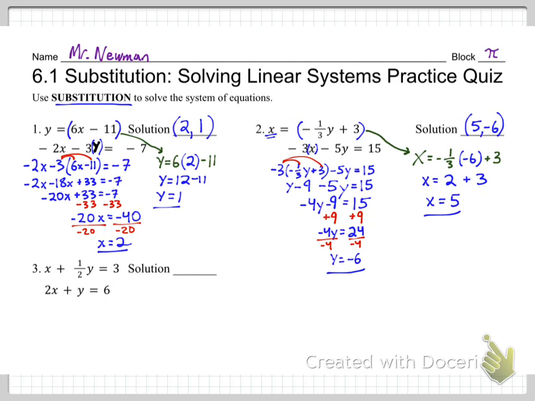For the third problem, I don't have a variable by itself, but I have a few choices. I'm going to choose to get the y by itself down here. I could have done the x by itself instead, but I think that if you were to do that, you'd have to deal more with the fraction. I know a lot of us aren't fans of fractions, so I'm going to try to deal with it as little as possible. So I'm going to solve for that y.